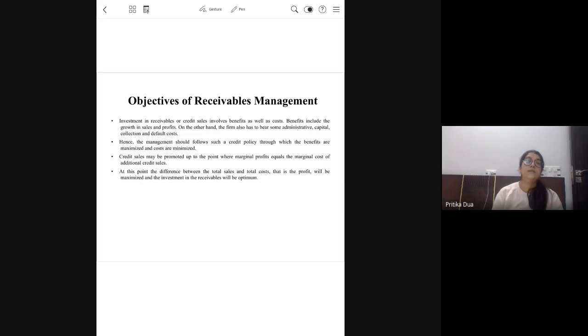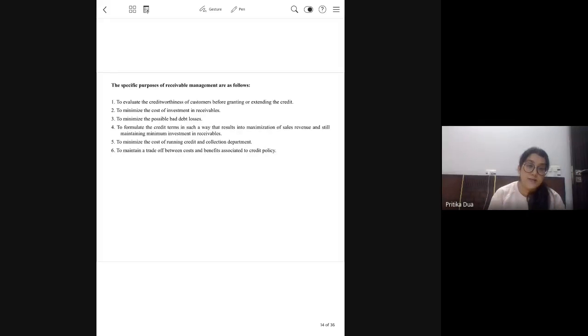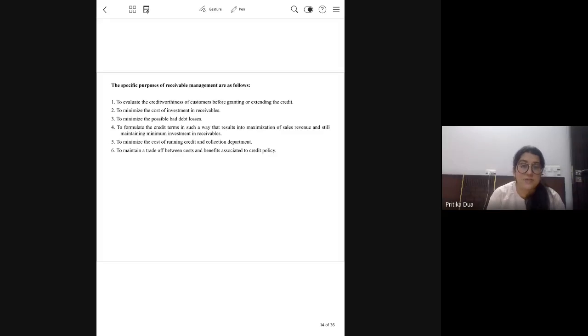So see, these are the specific objectives of receivables management. First is to evaluate the creditworthiness of customers. Now, the business won't be offering credit to each and every customer. That depends on the credit history of the customer, the size, quantum of sales which the business is making to the customer, and then, as I said, what is the industry norm in this regard.